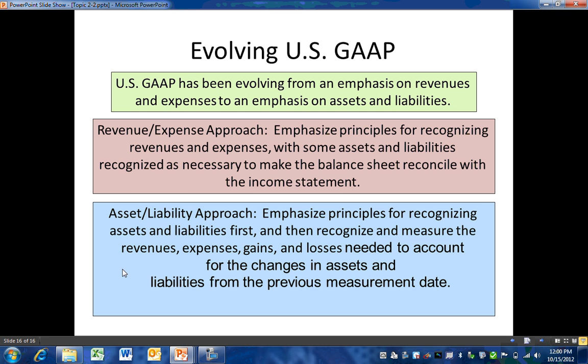So as we go through our courses, we may see instances where GAAP will direct us to take a balance sheet approach. In other areas, GAAP allows an income or revenue and expense approach. And in other instances, they allow two different alternate methods of measurement.